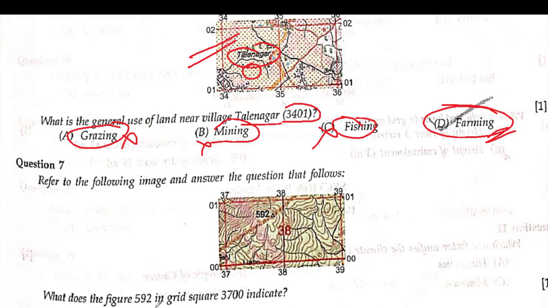Next question, what does the figure 592 in grid square 3700 indicate? What is mentioned by 592? Here you can easily see one triangle, and you know that this triangle shows us the triangulated height. So it should be 592 meter height. The correct option is triangulated height.